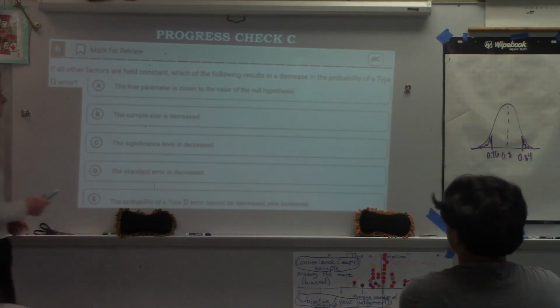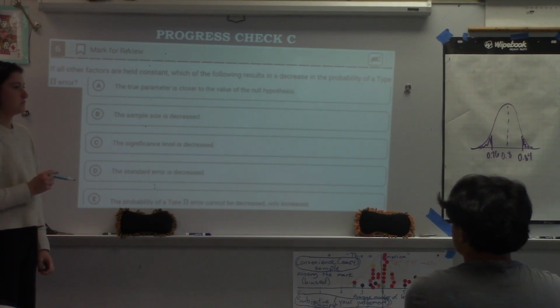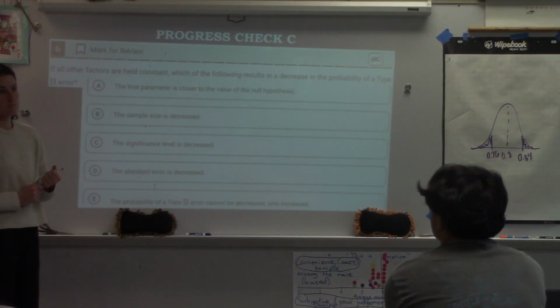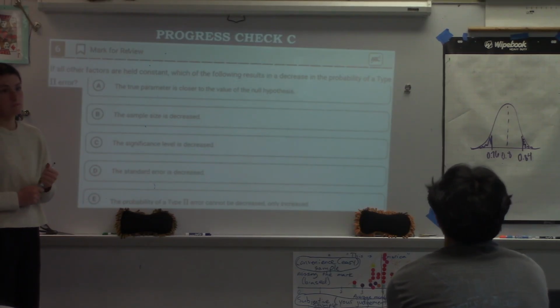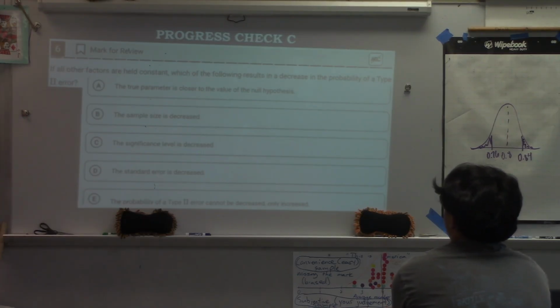Okay, should I draw the box? Or no? This one was so weird. I wouldn't draw the box. You said this one's so weird? Okay, what do you know is related to the probability of a type 2 error? Sample size? The alpha, because that's the significance level.